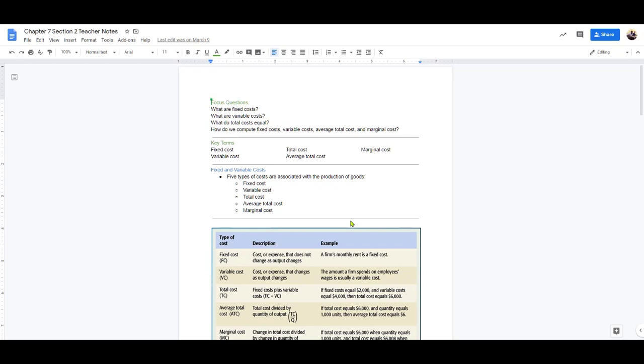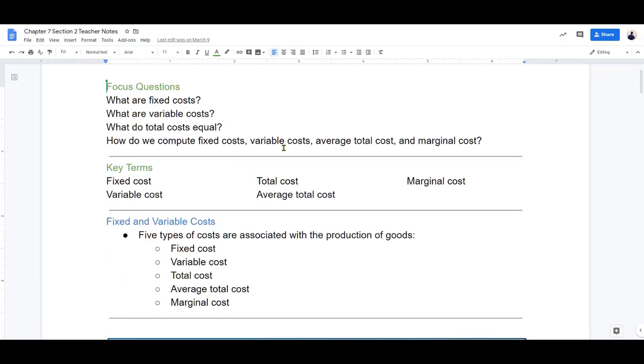So we need to look at what is a fixed cost, what is a variable cost, how do we figure out what the total cost equals, and then how do we compute the following things: fixed cost, variable costs, average total cost, and marginal cost. And you have to do this as a business so that you can see if you're going to make any money or if you're going to lose money.